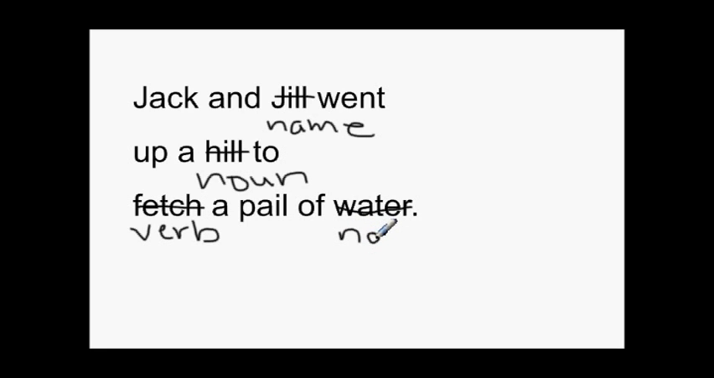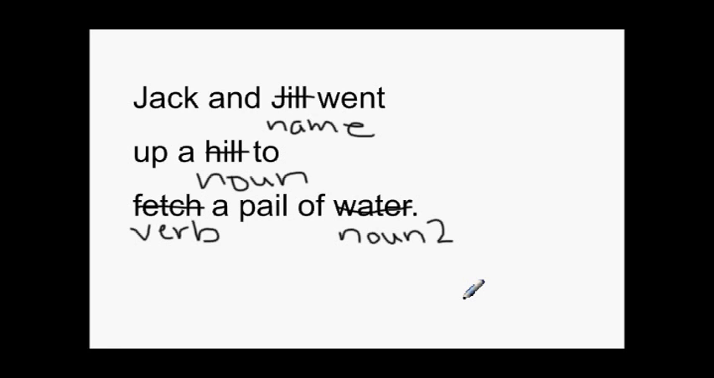Now remember, when you are creating fields, no two fields can have the same name. So I'm going to call this noun two. Now, notice that I'm going to have that period all by itself. So when I enter in my field data, it's going to look like this. Jack, and there's going to be a space where Jill is, just one space. Went up a, again, I'll remove hill and just have one space. Noun two, again, just one space, a pail of space and a period.